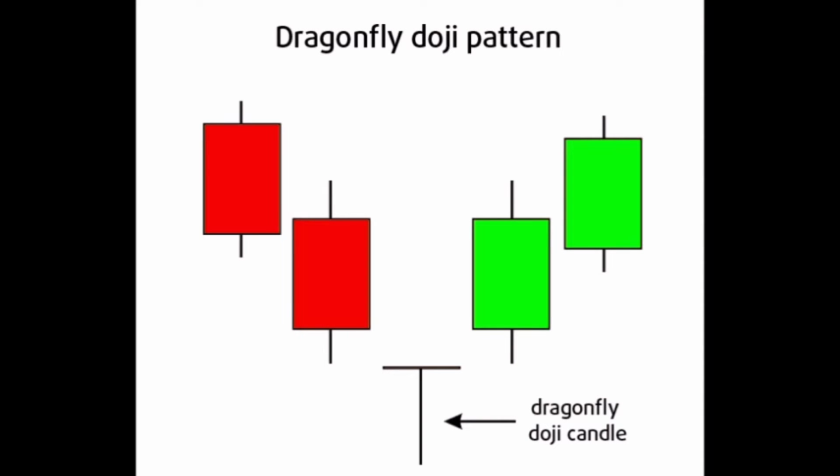Next we have the dragonfly doji pattern. As you can see, it happens exactly like the hammer, but it is less strong in terms of giving us a signal, but it works. It happens on a support zone and makes the price bounce off from there.